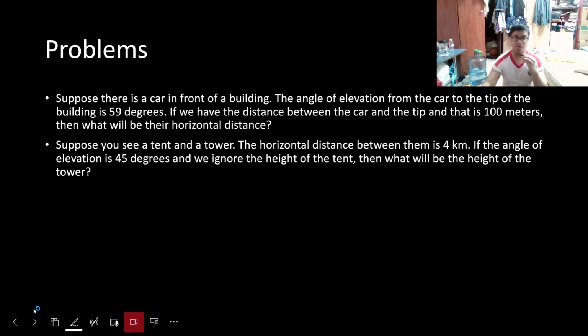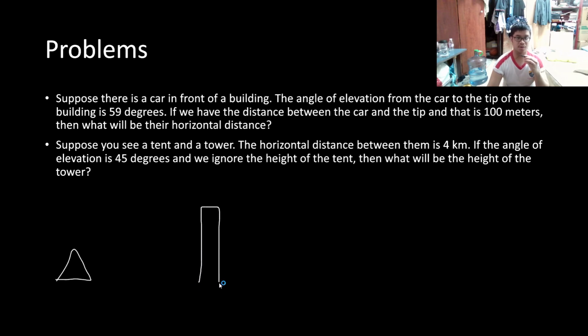So again, you visualize. So assumingly, this is the tent, and then this is a tower. So let me just assume that this is the tower. It looks like an ordinary building, but you get my point. All right. So we have the horizontal distance between them. The horizontal distance between them is 4 kilometers. So this is 4 kilometers.